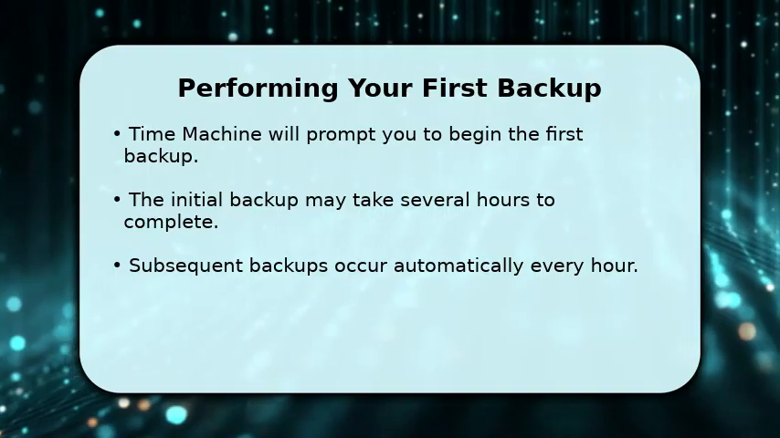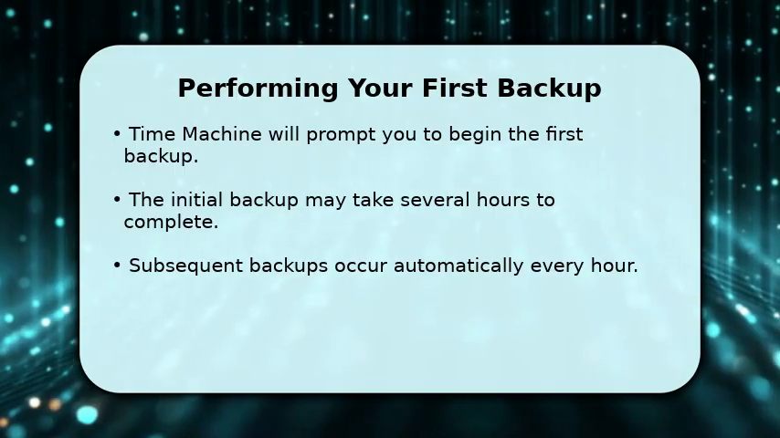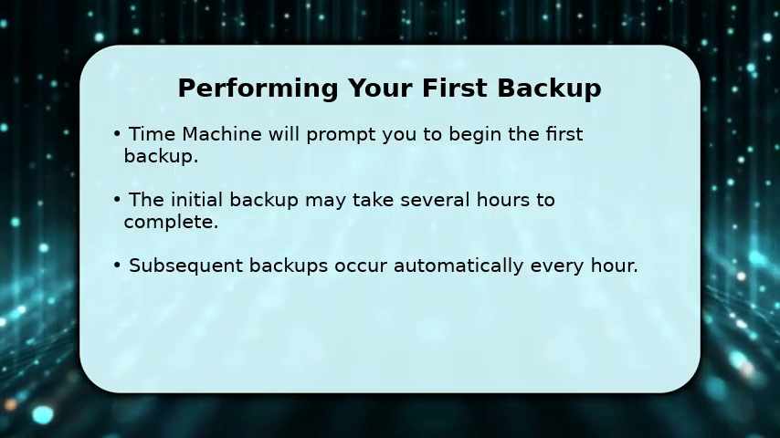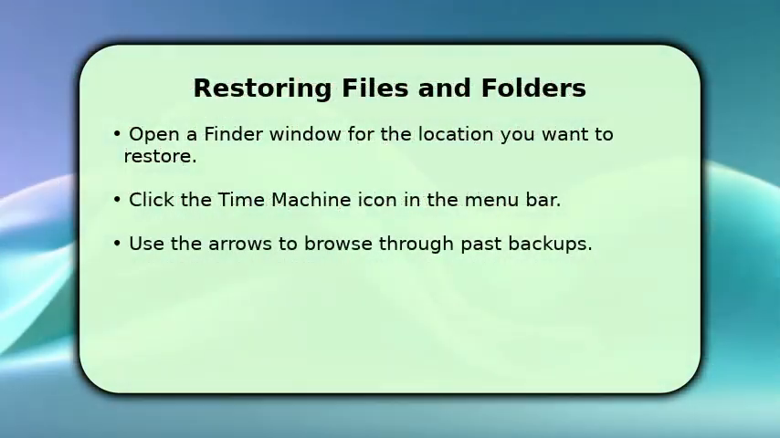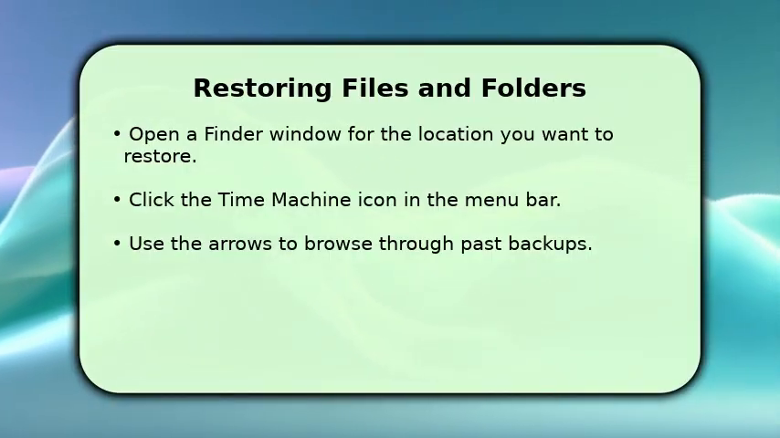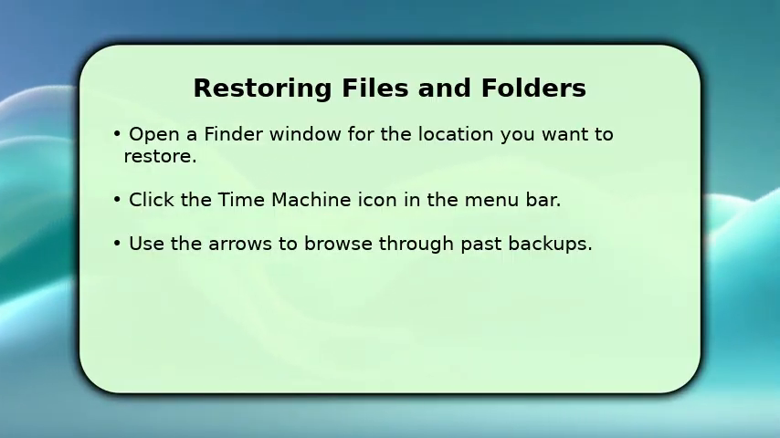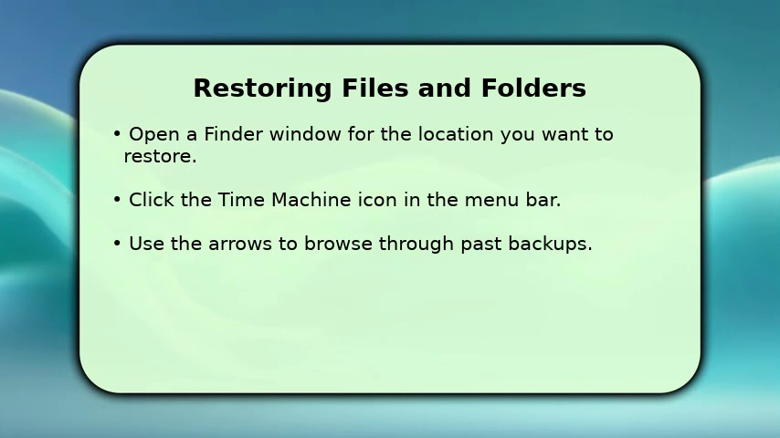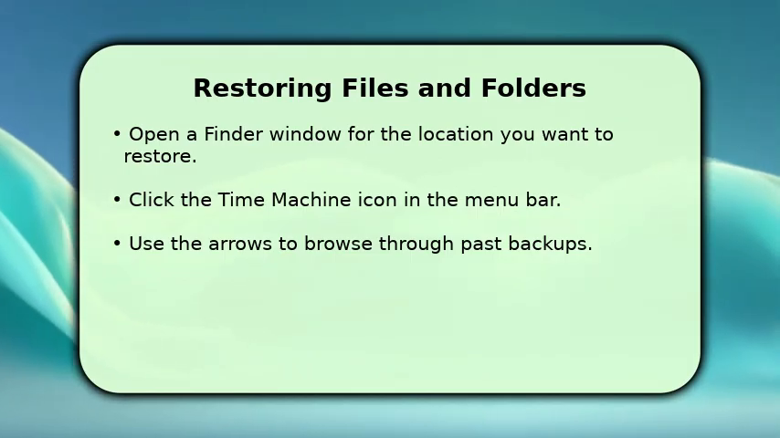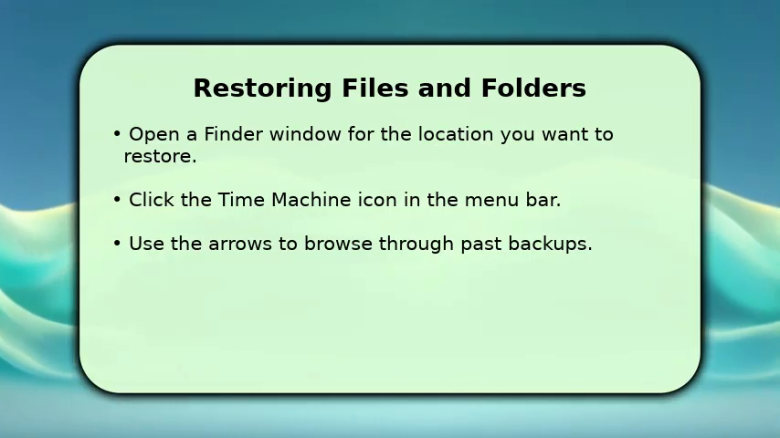After the first one, Time Machine automatically performs hourly backups, keeping daily backups for 1 month and weekly backups for all previous months. If you ever need to recover a specific file or folder, it's incredibly easy. Open a Finder window to the location where the item was, then click the Time Machine icon in your menu bar and choose Enter Time Machine. You can then use the arrows to travel back in time through your backups. Select the items you wish to restore and click the Restore button.